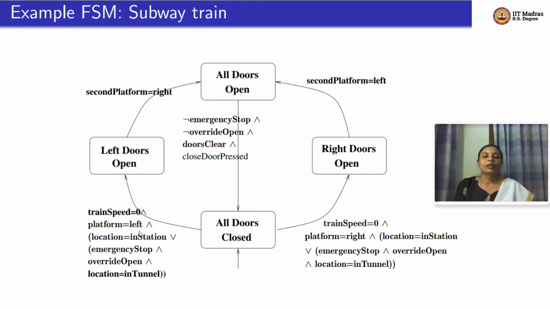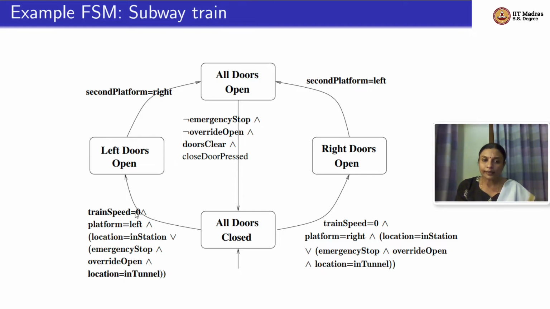And the location of the train should be inside the station, in station, or emergency stop is there, override open is there, and location is in tunnel. So how do you read this? I can transition from a state where all the doors of the subway train are closed to a state where the left side doors of the subway train are open, provided this guard or condition is true.